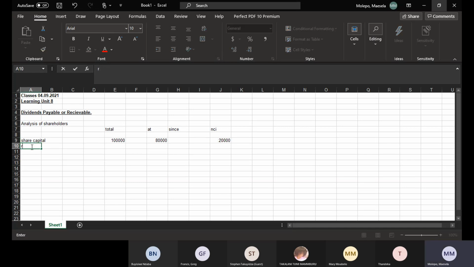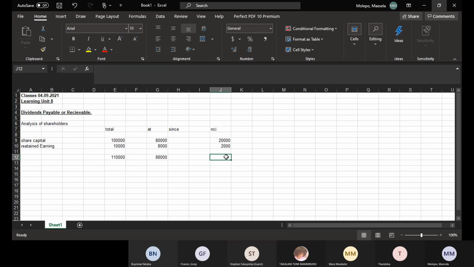So our retained earnings, based on the information given from our at acquisition part, it was 10,000. And then the percentage of interest to be 80 and 20. Then we have our consideration paid.